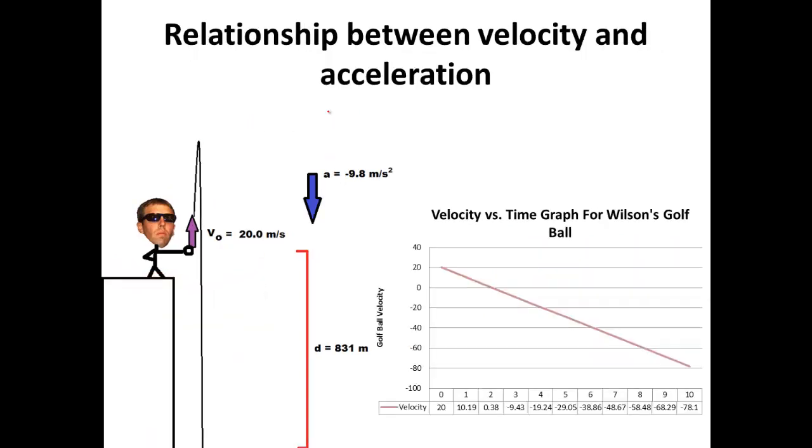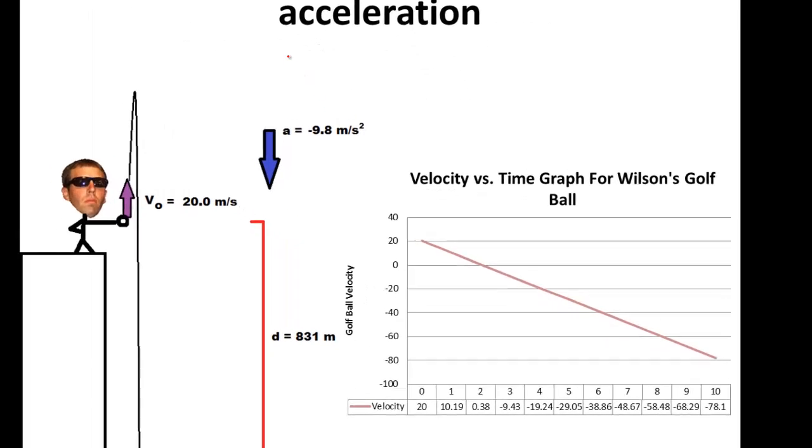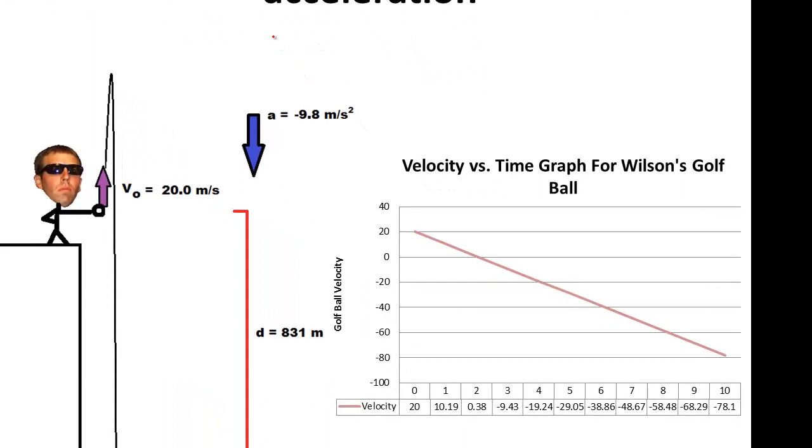Perhaps you're asking yourself, what does it mean to have an acceleration equal to negative 9.81 meters per second squared? Well, you might want to pause the video at this point and carefully analyze the velocity versus time graph that I've created. If a freely falling object has an acceleration equal to negative 9.81 meters per second squared, that means that its velocity will decrease by 9.81 meters per second for every second that the object is in the air.